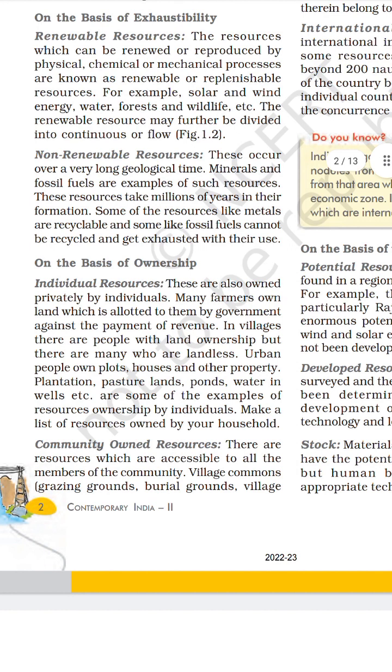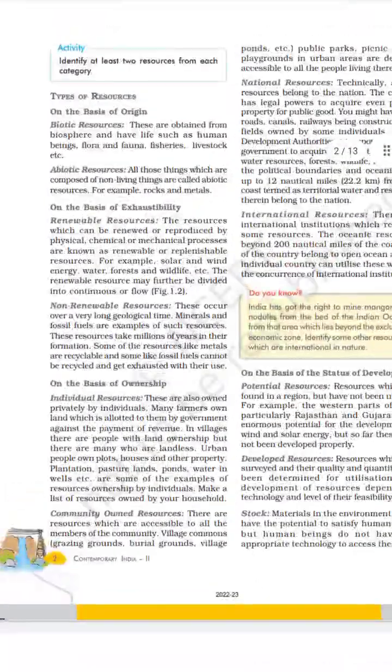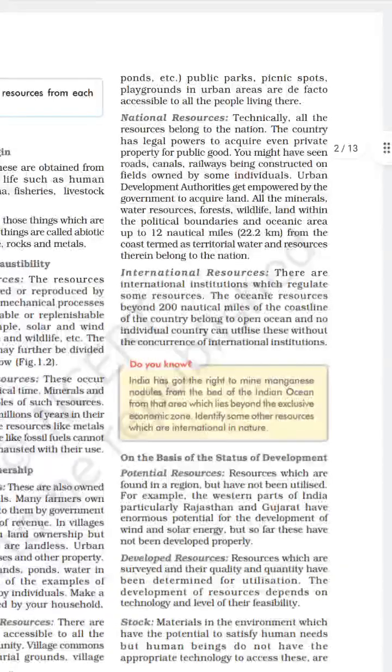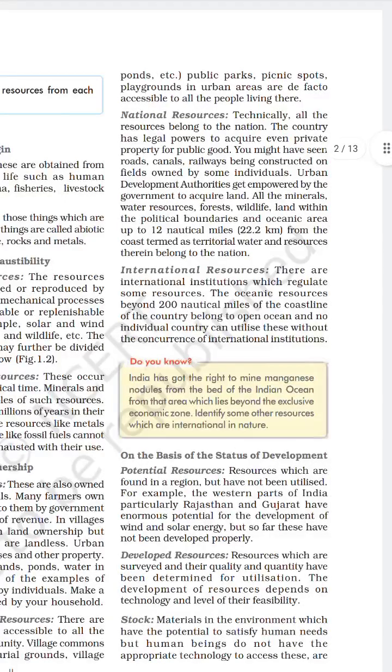Second, on the basis of ownership, is community-owned resources. There are resources which are accessible to all the members of the community: village commons, grazing grounds, burial grounds, village ponds, etc. Public parks, picnic spots, and playgrounds in urban areas are de facto accessible to all the people living there.